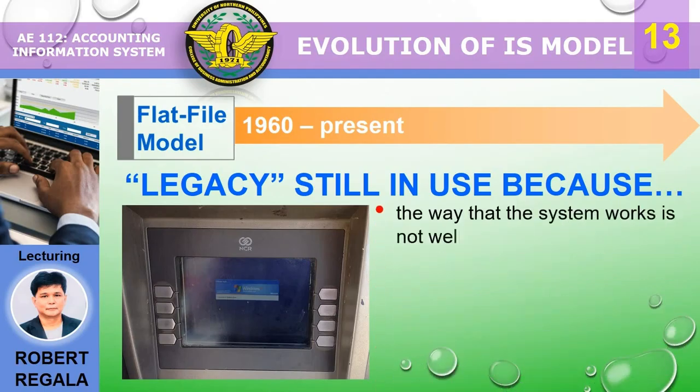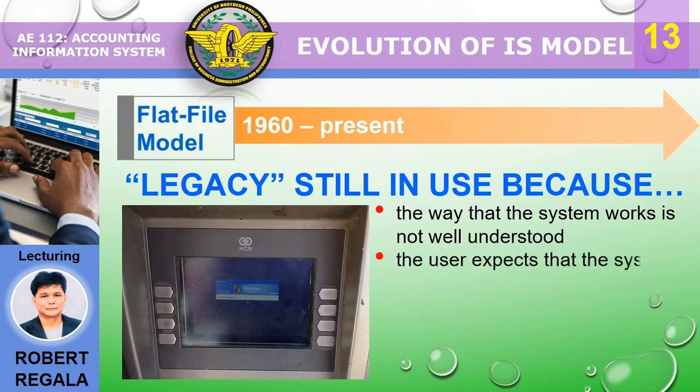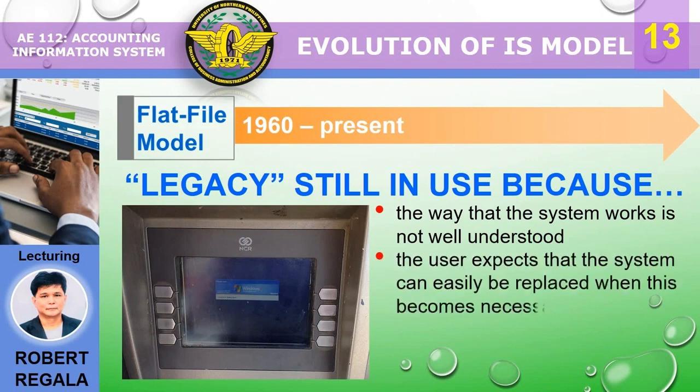The way that the system works is not well understood. Such a situation can occur when the designers of the system have left the organization, and the system has either not been fully documented, or documentation has been lost. The user expects that the system can easily be replaced when this becomes necessary.